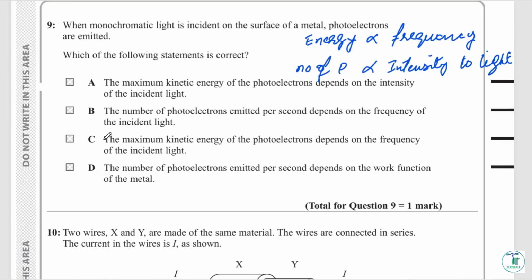So I'll read out the statements. The maximum kinetic energy of photoelectrons depends upon the intensity of the incident light. Well, that is not the case. The number of photoelectrons emitted per second, well, that is not the case, because he's considering a relationship between the number of photons and the frequency. The maximum kinetic energy of the photoelectron depends upon the frequency of the incident light. That does make sense, right? So I'm going to go with option number C, not D as well.